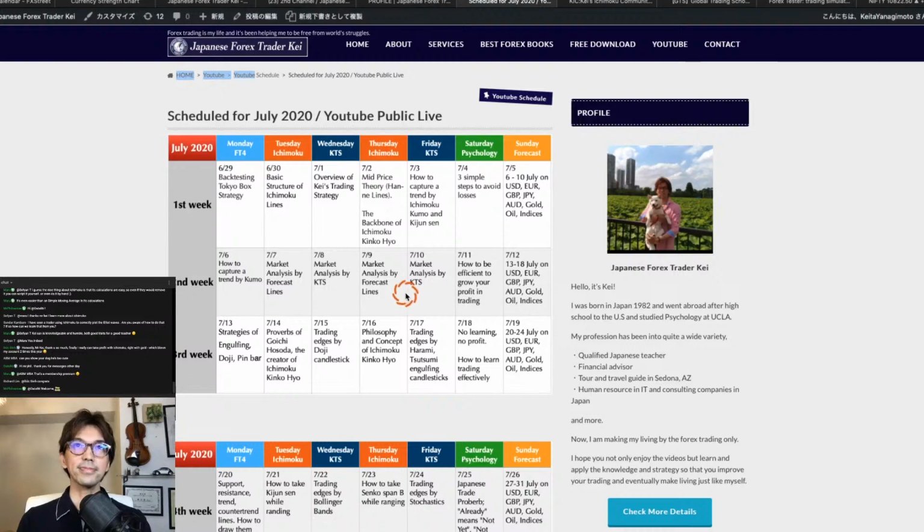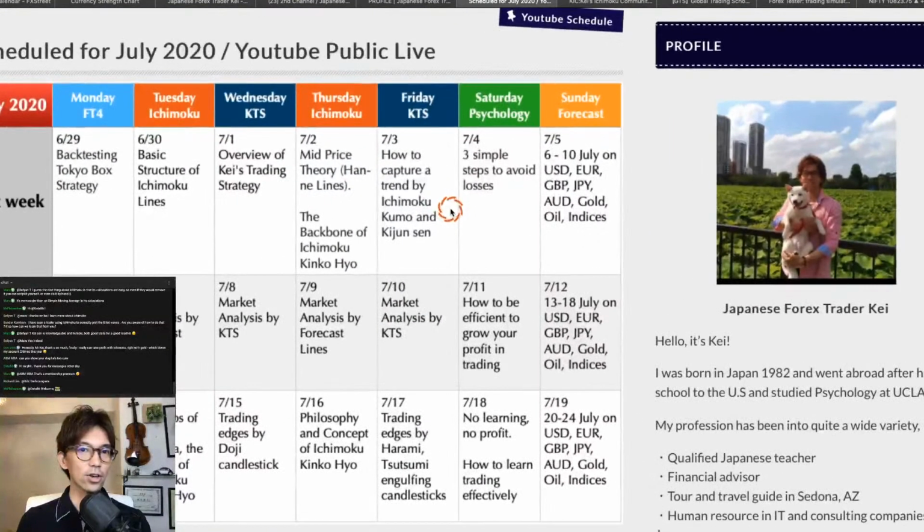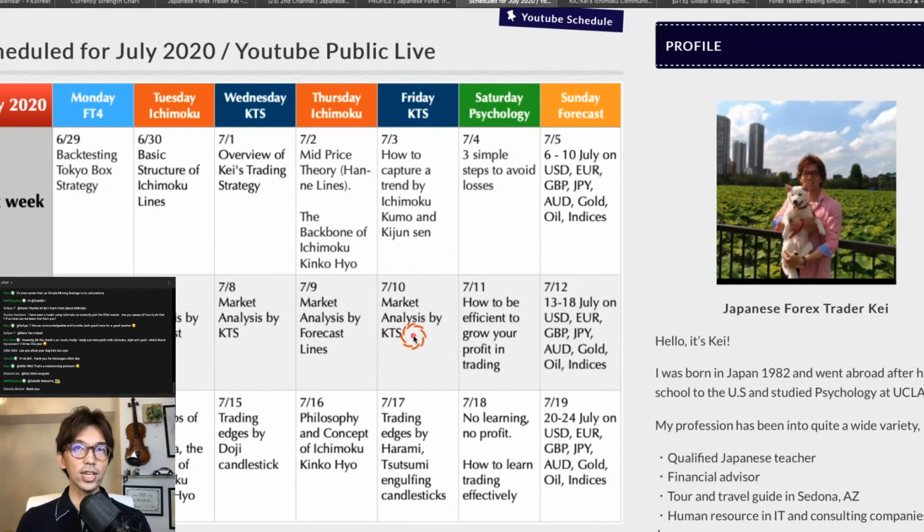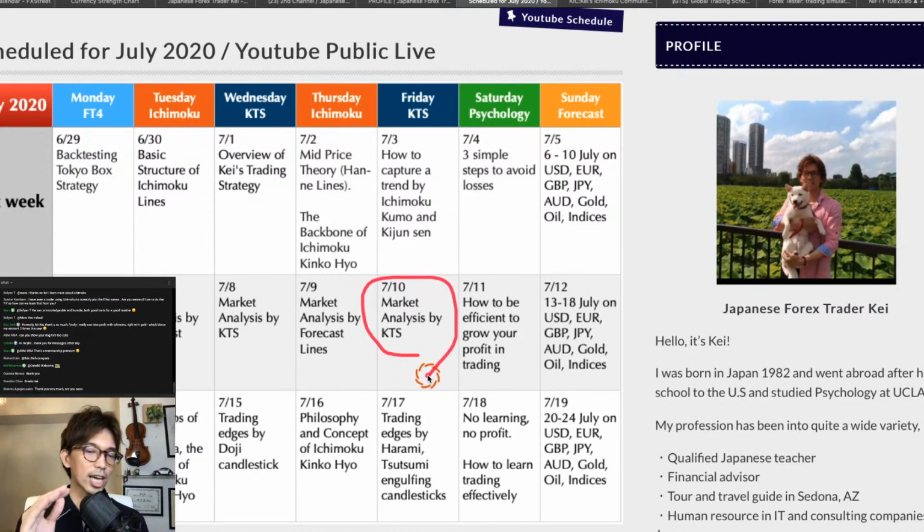Today was the Ichimoku topic, but tomorrow I will focus more on my own strategy, KTS. I will look at a couple of pairs and markets tomorrow, and I will show you exactly how I capture the trend with my own strategy, and also how I capture the trading edges. I will explain that in different time frames tomorrow.